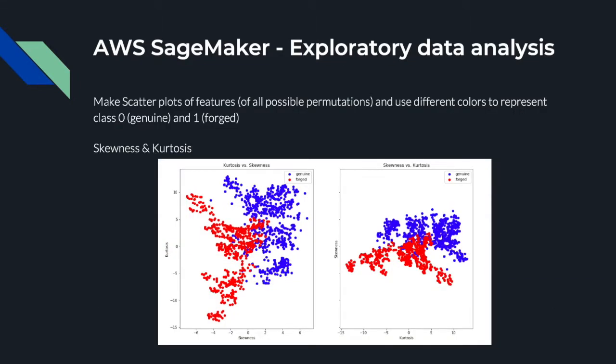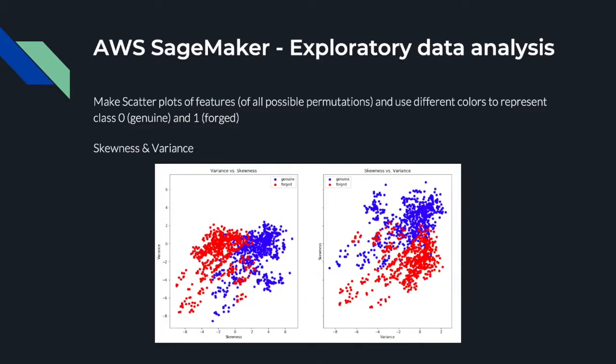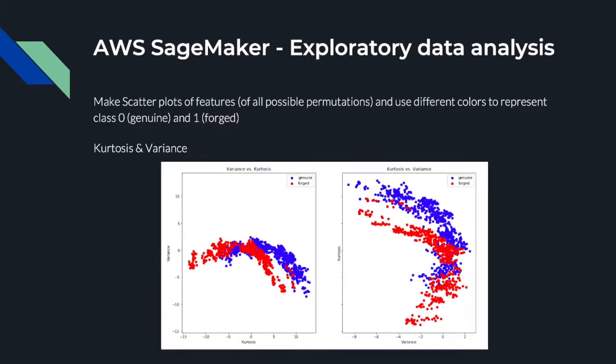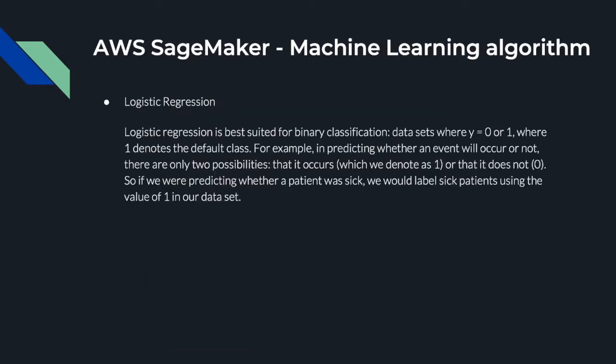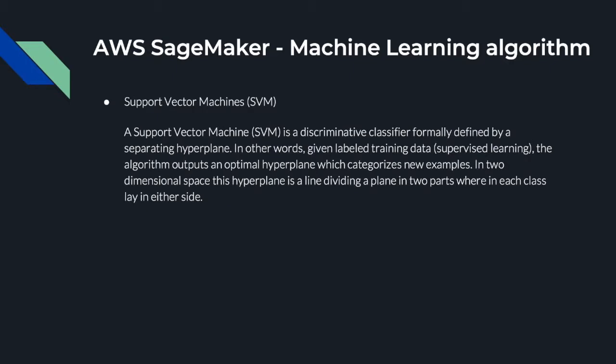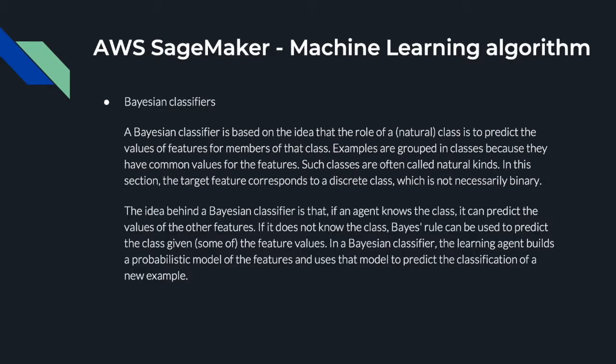And about the data analysis, we have to make scatter plots of features of all possible permutations and use different colors to represent class 0 and 1. We have 4 features, so we have 6 kinds of permutation. Here's the third one, 4, 5, 6. And about the algorithm we used, we compared logistic regression, support vector machines, and Bayes classifiers.